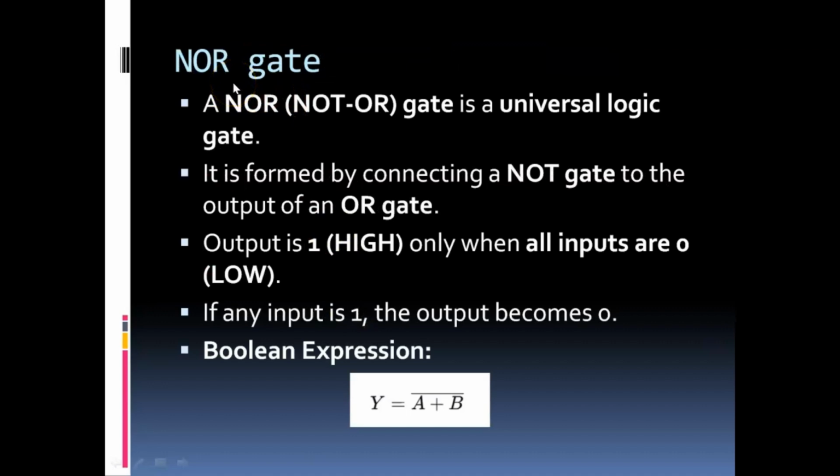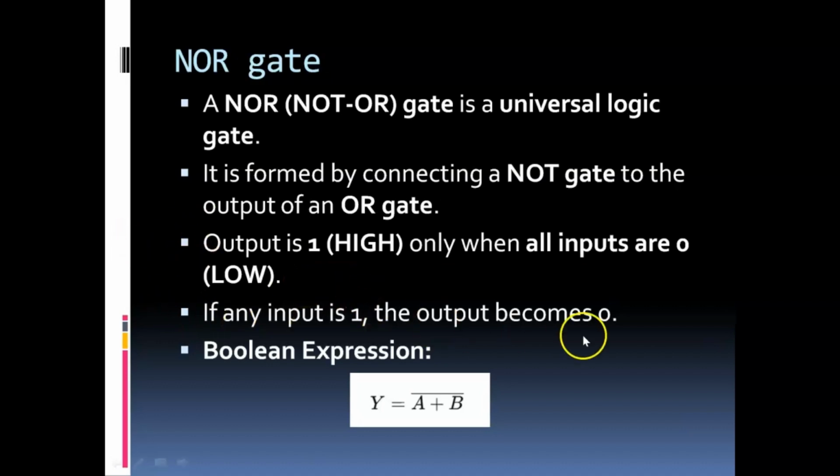Next comes the NOR gate. Now we have learned about the NAND gate. Similarly, now we are going to see the NOR gate. It means an OR gate, and we are going to use a NOT in front of that. So you can understand now how it will look and how the expression will be. You can see here the expression where A and B OR gate is applied, and then a NOT gate is applied to it. So it is formed by connecting a NOT gate to the output of an OR gate. Output is 1 or high only when the inputs are 0.